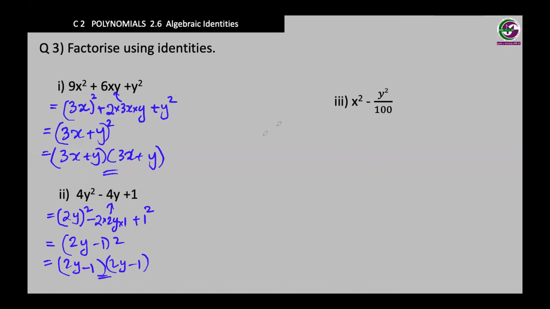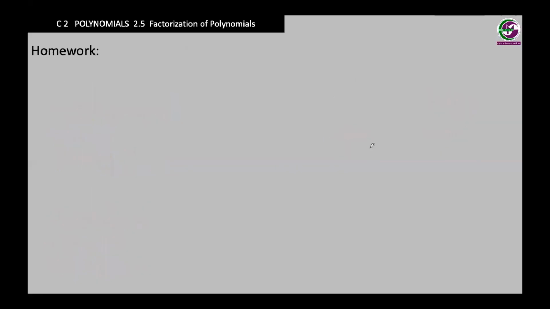Next one. x squared minus y squared divided by 100. This is actually a squared minus b squared, but there is a problem. 100 is not with the power 2. So you can rewrite in this form now. So square of the first term minus square of the second term, we learned it is x plus y times x minus y. So first term plus the second term, first term minus the second term, and that's it. So that's all for today.